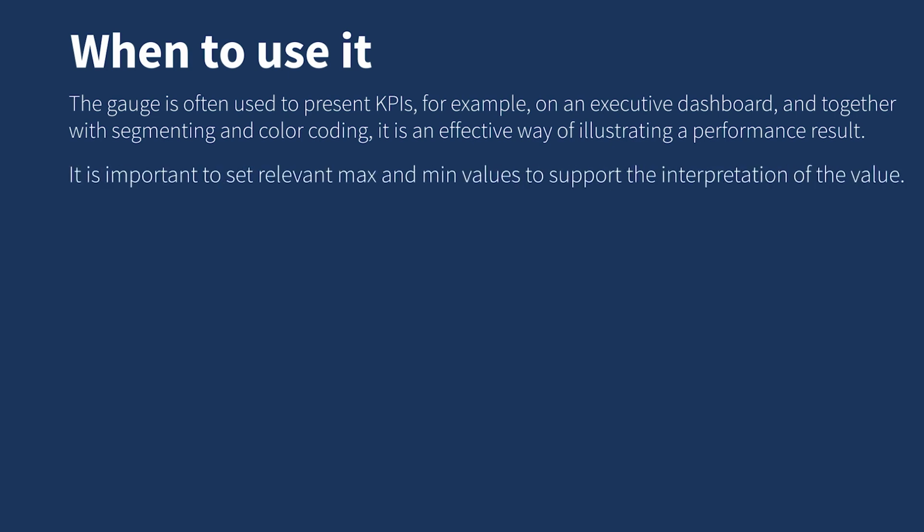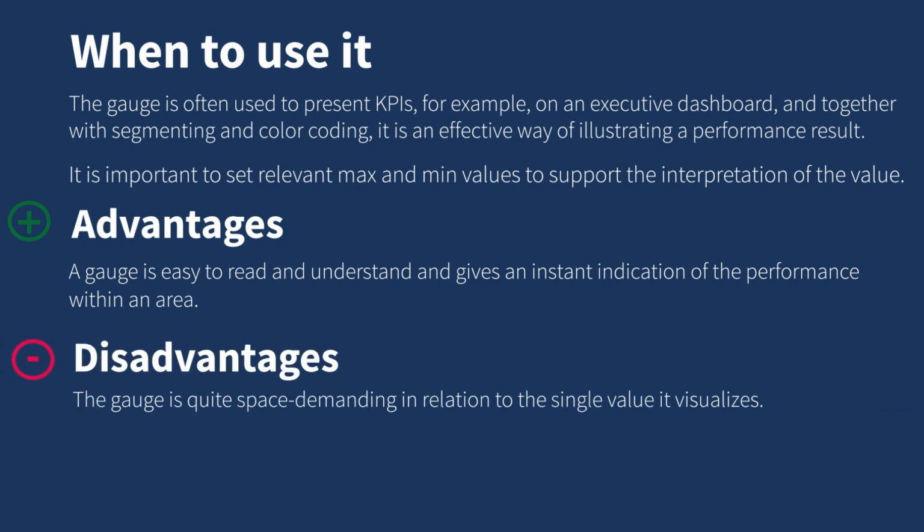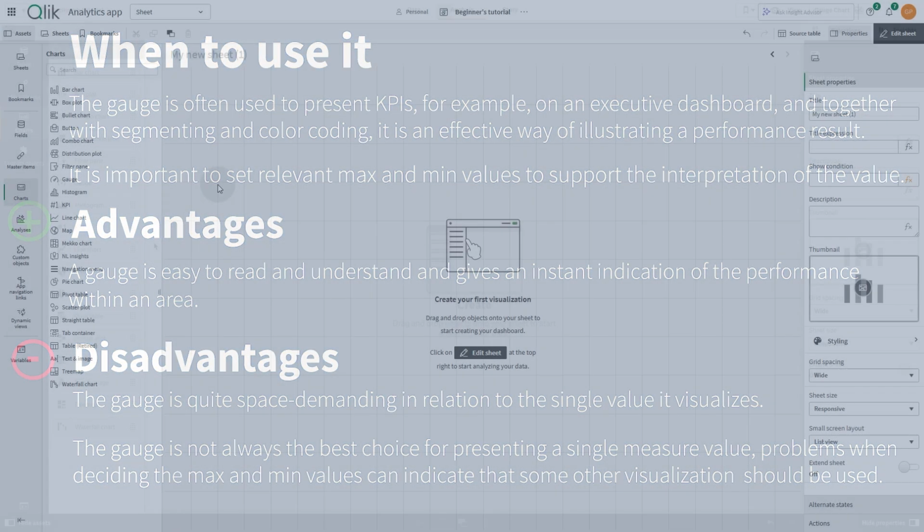It is important to set relevant maximum and minimum values to support the interpretation of the value. A gauge is easy to read and understand, and it gives an instant indication of the performance within an area. A gauge is quite space demanding in relation to the single value it visualizes. A gauge is also not always the best choice for presenting a single measure value. Problems when deciding the maximum and minimum values can indicate that some other visualization should be used.